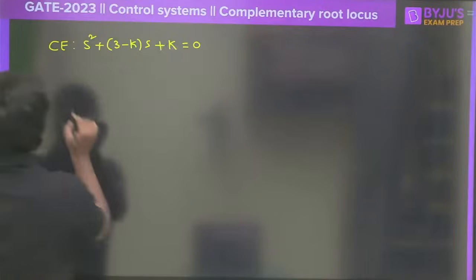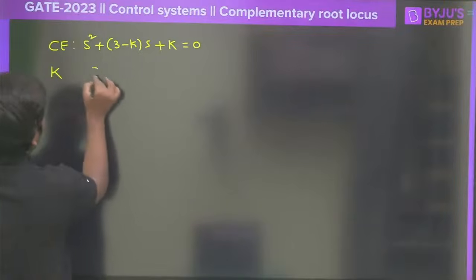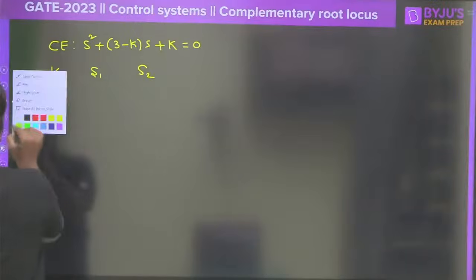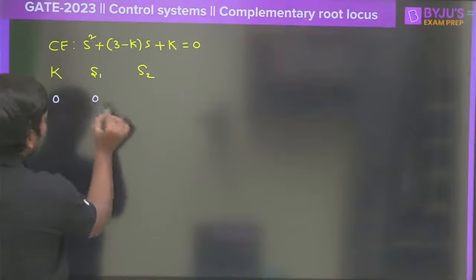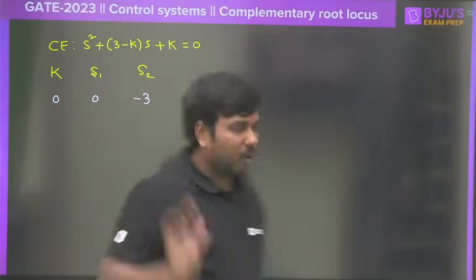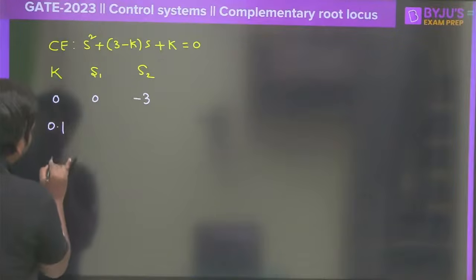This is the characteristic equation. Again, let us change the value of k and look at what is going to happen here, s1 and then s2. So keep k equal to 0. Once again you will understand that one pole will be at 0, another pole will be at minus 3. No problem. Now relax. Substitute k equal to 0.1 and 0.2.